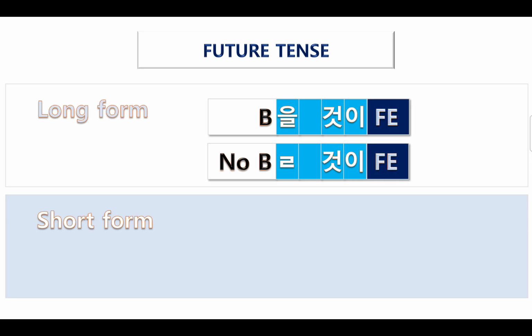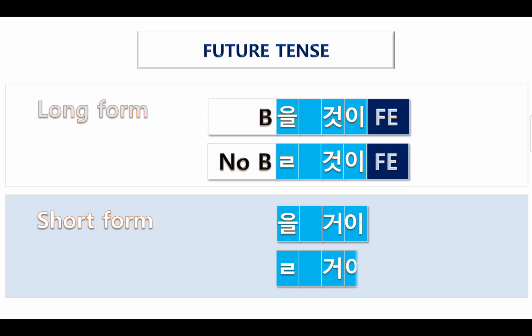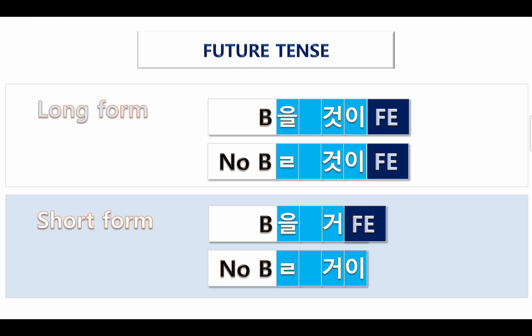How about the short form? It is 을 거 and then 이. Later, 이 can be omitted. For the short form, we can omit 이, so ㄹ 거 이. So what is the difference? 받침, 노받침. As you see, 이 can be omitted. Just a while ago, the long form was 을, 것, 이, three syllables, but for the short form, 을, 거, two syllables. And 노받침, and then the final ending, like this.